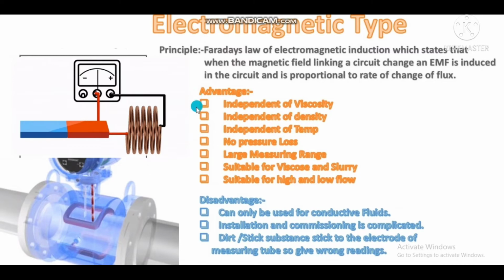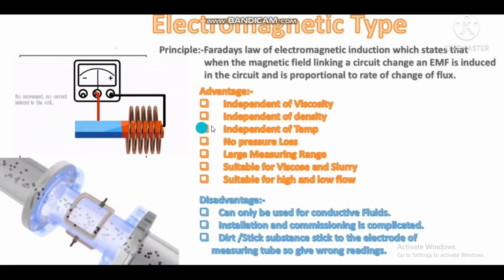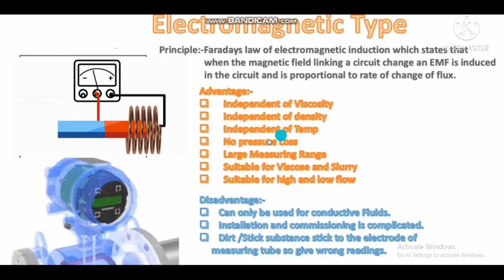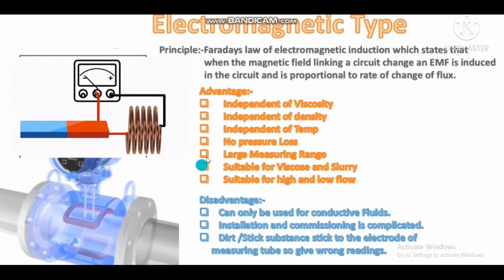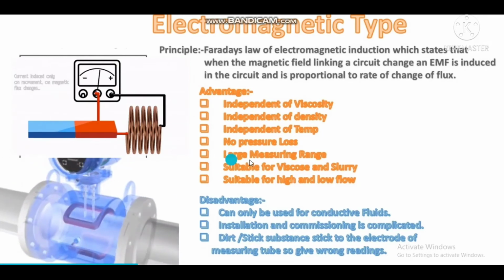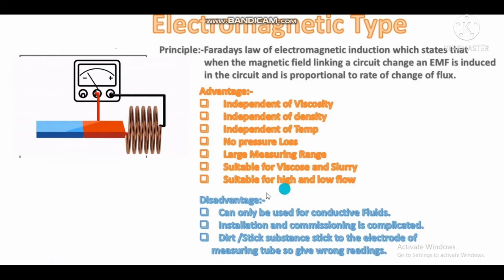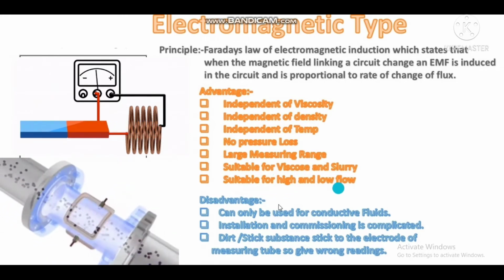So here are a few of the advantages and disadvantages. First of all, we'll check out the advantages. The first point is that it is independent of viscosity. The second is that it is independent of density. Then it is independent of temperature, and no pressure loss takes place. And then there is a large measuring range. We can measure to a high level of range. Then it is suitable for viscous and slurry fluids, and also it is suitable for high and low flow.